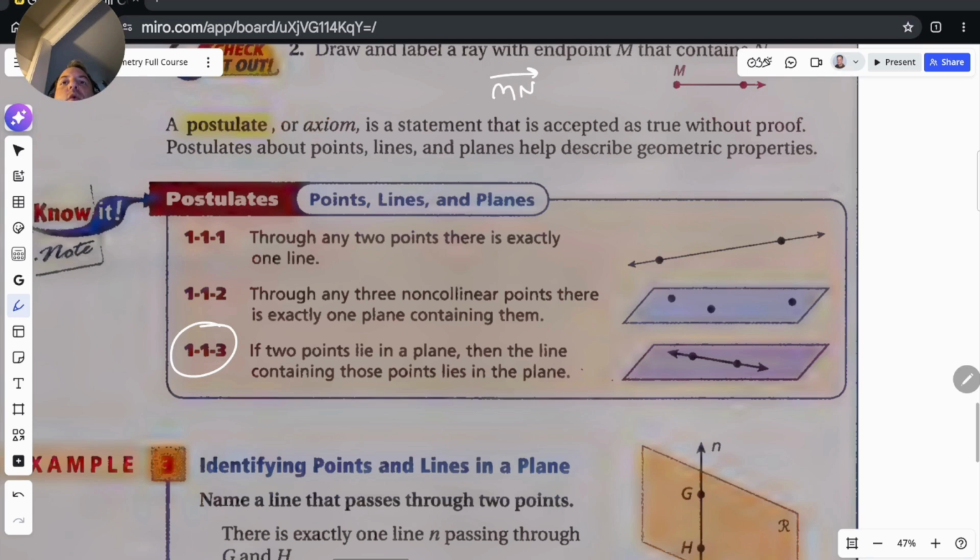1.1.3. Postulate 1.1.3 says, if 2 points lie in a plane, then the line containing those points lies in the plane. So if I pick any 2 points on a flat surface and I connect them with a straight line, that whole line stays flat on that surface. It doesn't go up off the surface or below it, for example. Let's trace the line that goes through our parallelogram here.